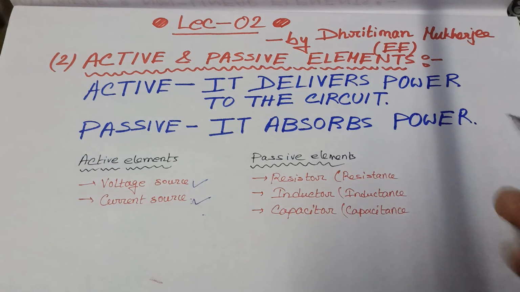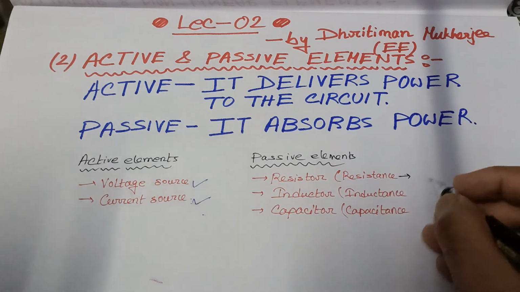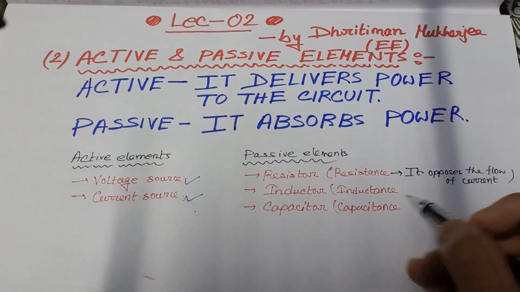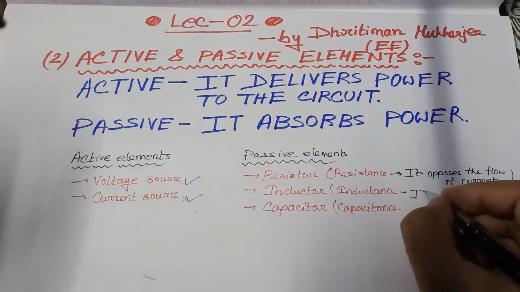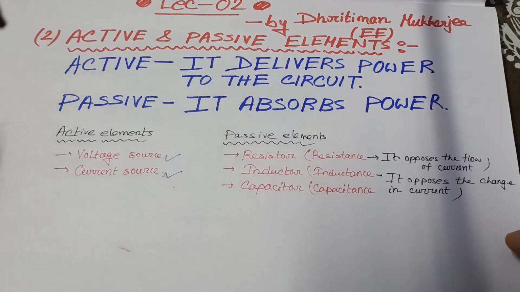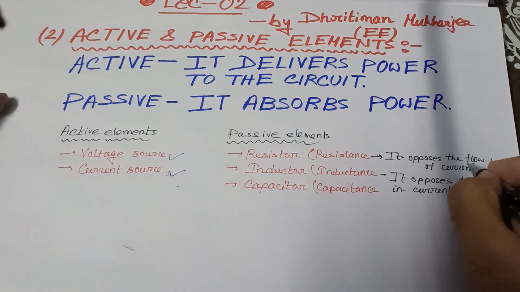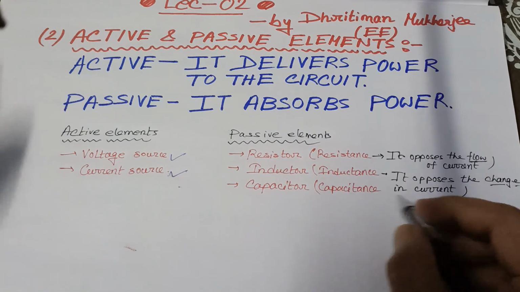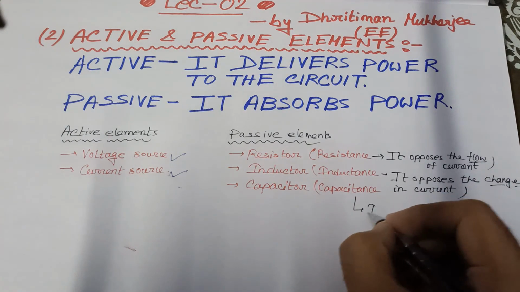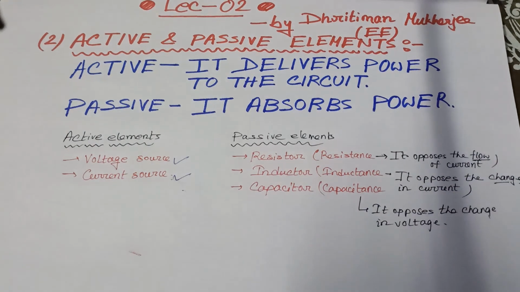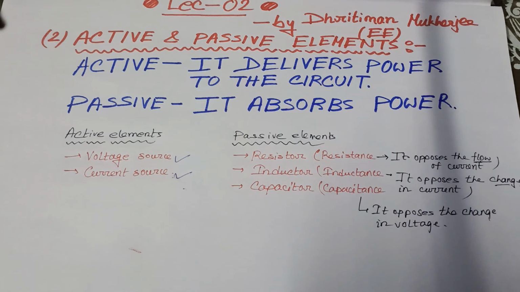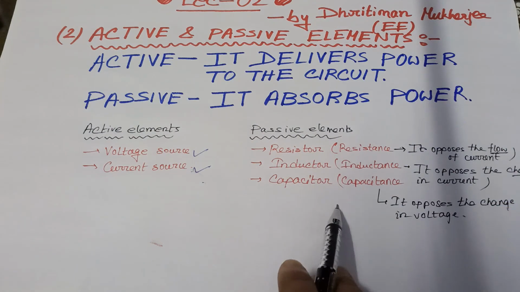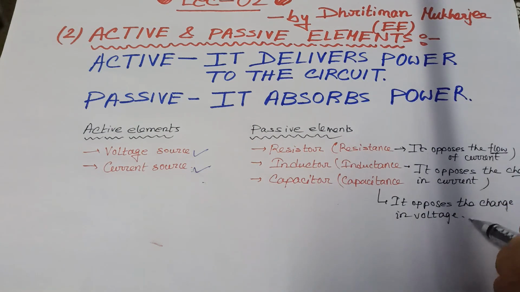So what is actually resistance? Resistance opposes the flow of current in a circuit. Okay. And what is inductance? It opposes the change in current. It opposes the flow of current and it opposes the change in the current. And what is capacitance? Capacitance opposes the change in voltage. So resistor opposes the flow of current, inductor opposes the change in current, and capacitor opposes the change in voltage. Okay.